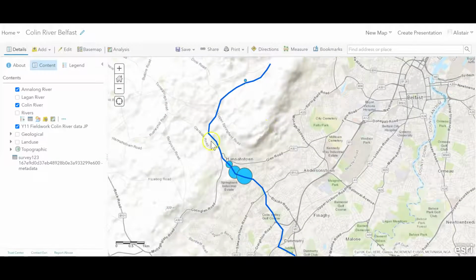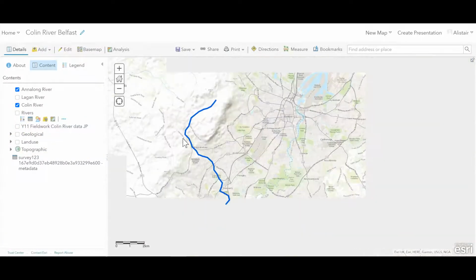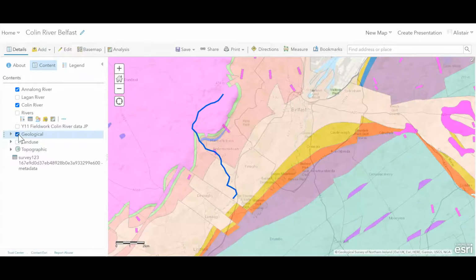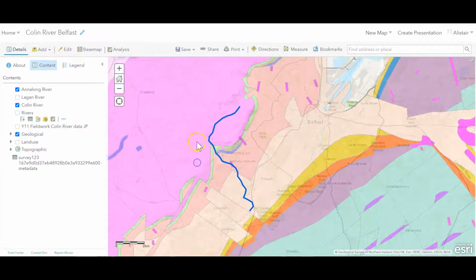And the way that we could do that is by comparing the Colin River with another river in Northern Ireland. So the Colin River is interesting for a couple of reasons. If I turn on the geology layer here, you'll remember this from what we did before, that the geology of the Colin River changes quite considerably as you move downstream.